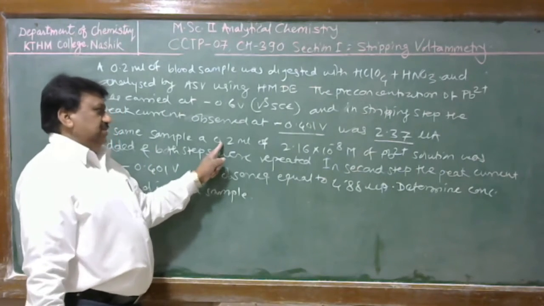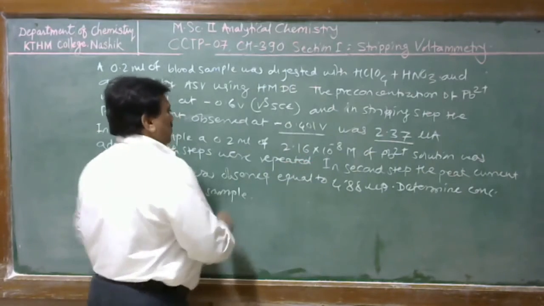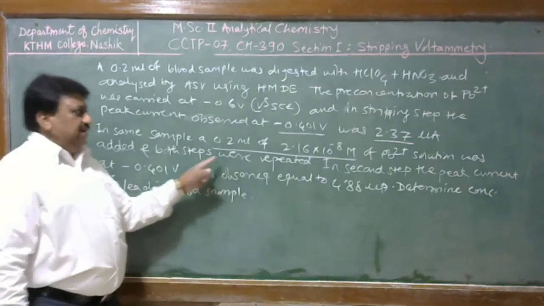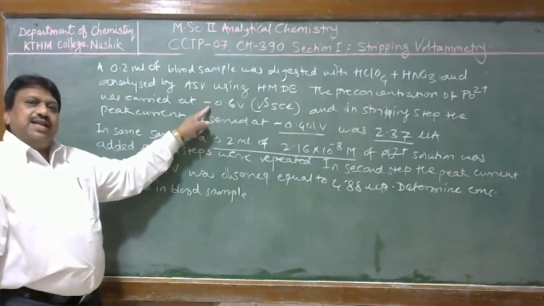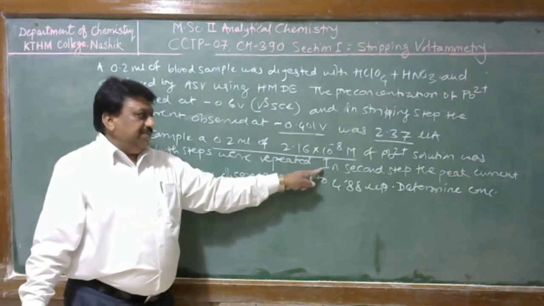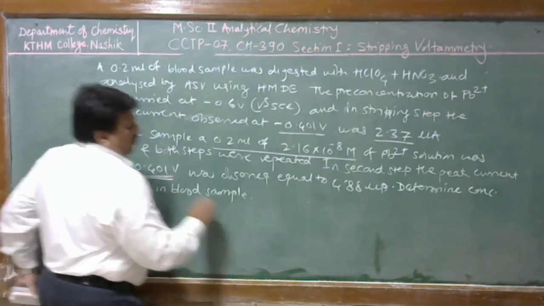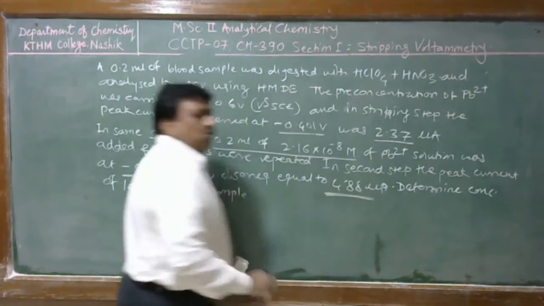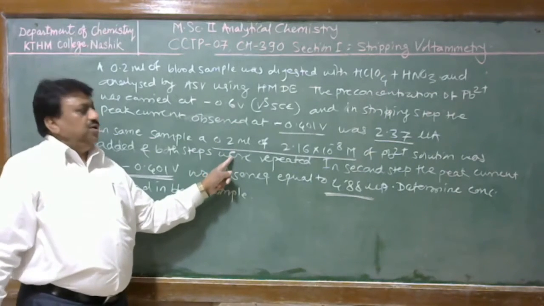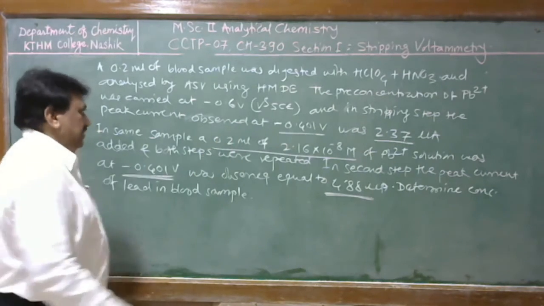In the same solution, 0.2 ml of 2.16 into 10 raised to minus 4 moles of lead solution was added. Both concentration as well as stripping steps are repeated. In the second stripping step, the peak current at the same potential was observed equal to 4.88 microampere. From this information, we have to find out the amount of lead in the blood sample.